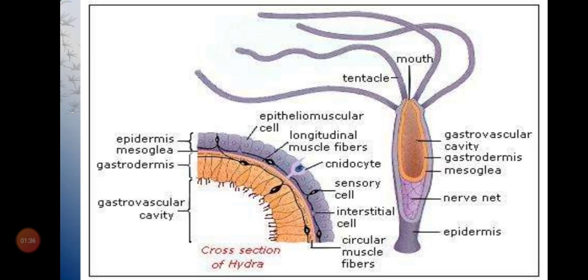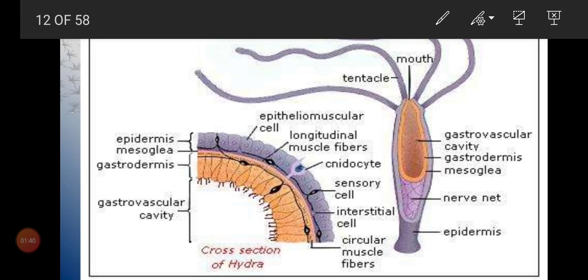It is a stinging capsule. Normally it is present in the tentacles, so that is a very important character. This is a cnidocyte. Cnidocytes are stinging capsules present on the tentacles, and they release some toxic substance also. Is that clear? So the cnidocyte is the characteristic of the Coelenterata group.